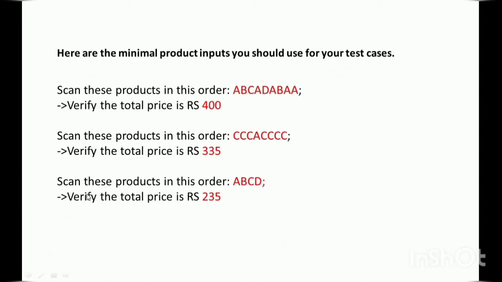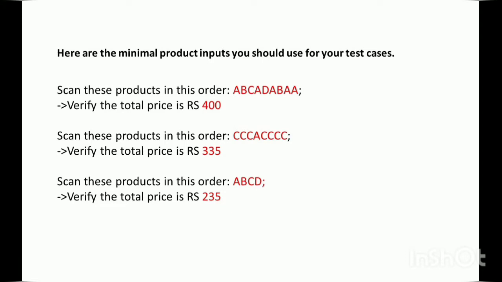Here are the minimal product inputs you should use for your test cases. These are the 3 test cases, and you have to run them in your program. First of all, we will see the first. Scan the products in this order: A, B, C, A, D, A, B, A, A, and its total price should be 400. Same for CCCACCCC, and its total price is rupees 335, and for ABCD it becomes 235.